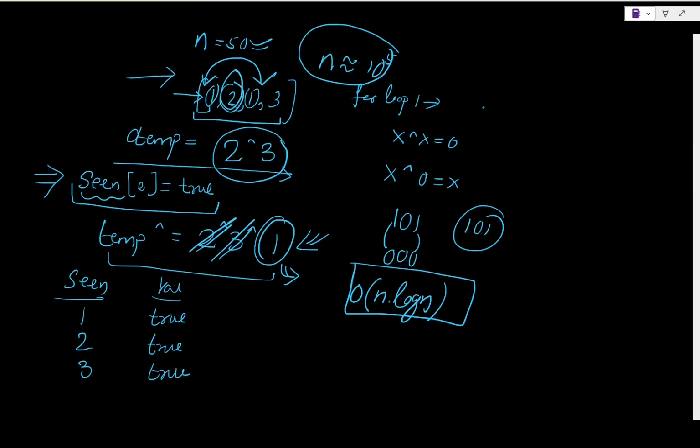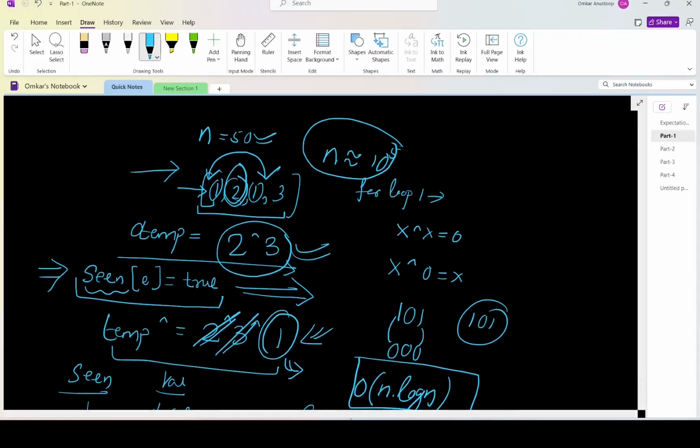And space will be, this temp variable is fine, that is order of 1. So this is the additional space that we are using. That will be order of n. So space complexity is almost the same as, I think it is the same as the solution that I implemented for the contest.